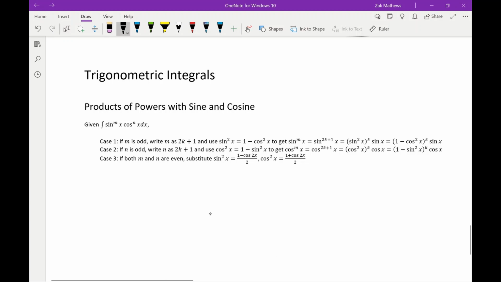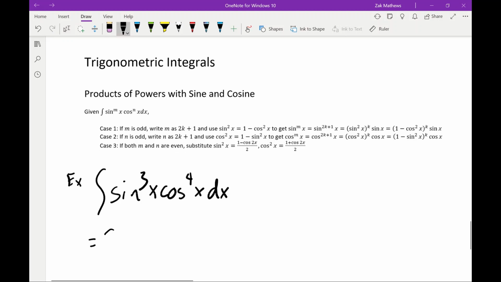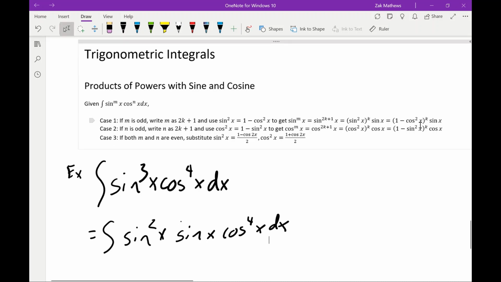So as our first example, let's take the integral of sine cubed x cosine to the 4th x dx. The first thing I'm going to do is consider which case I have here. I see that the 3, that is my odd power, is on the sine. So that's equivalent to case 1, where m is odd. So I'm going to immediately write the sine as sine squared x times sine x, cosine to the 4th x. I'm really just going to break this down to single lines.